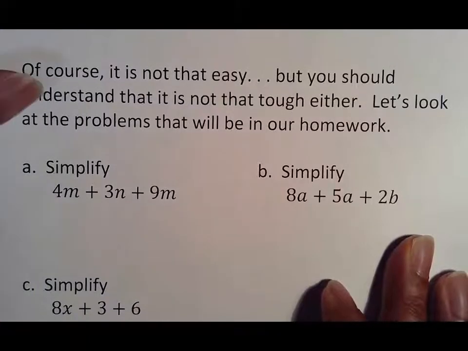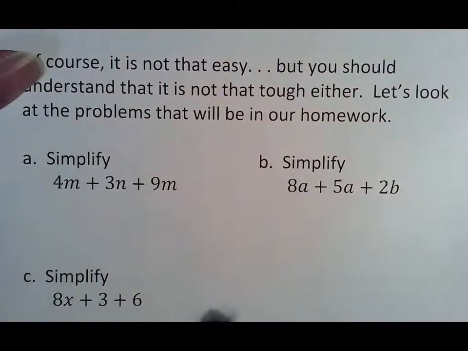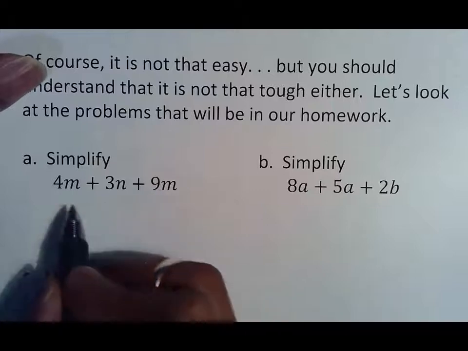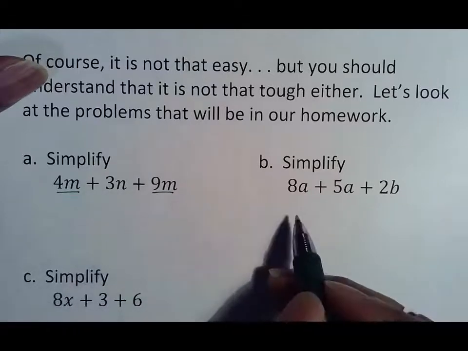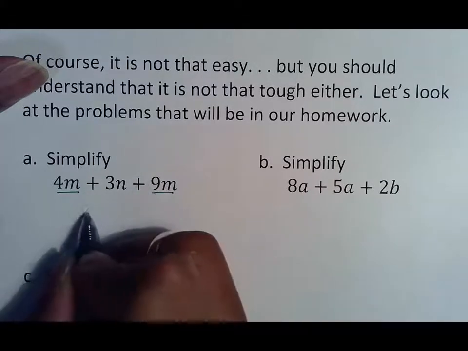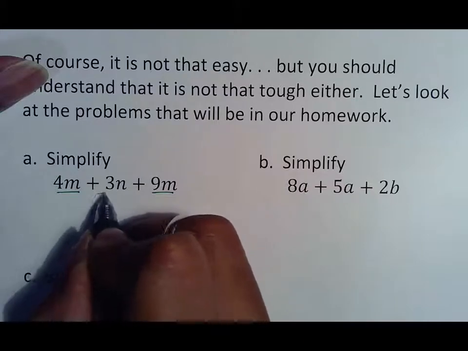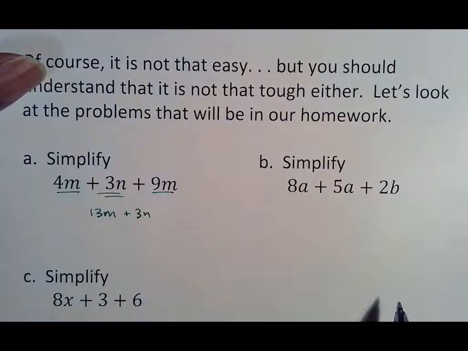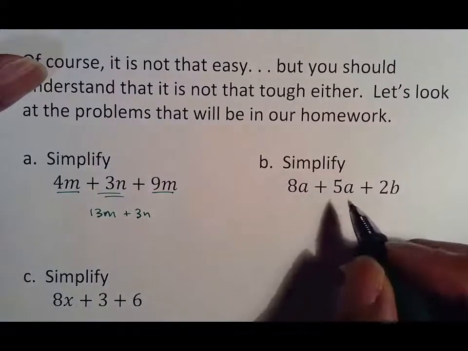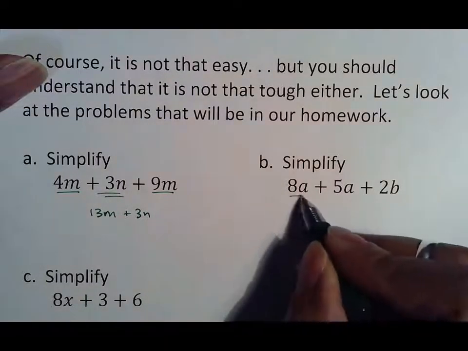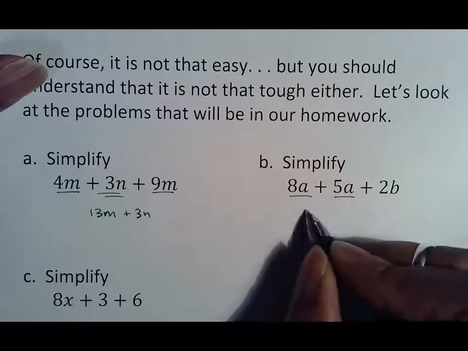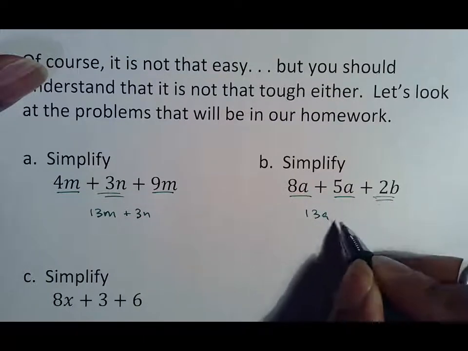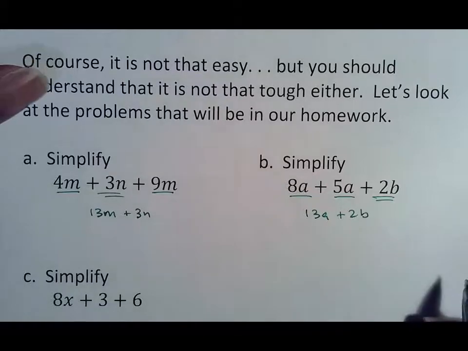So if you were asked to simplify this, we are looking for like terms, which means you are looking to say, what are two things I can put together? Hey, there's an m there and an m there. And so 4m and 9m make 13m, and then just bring down your plus 3n because it is still there. Alright. The second one, you have 8a, 5a, 2b. Hey, these two go together. 8a and 5a make 13a, and then don't forget to bring down your 2b.